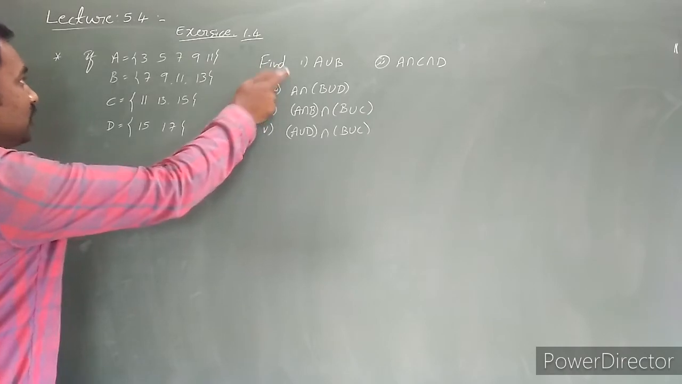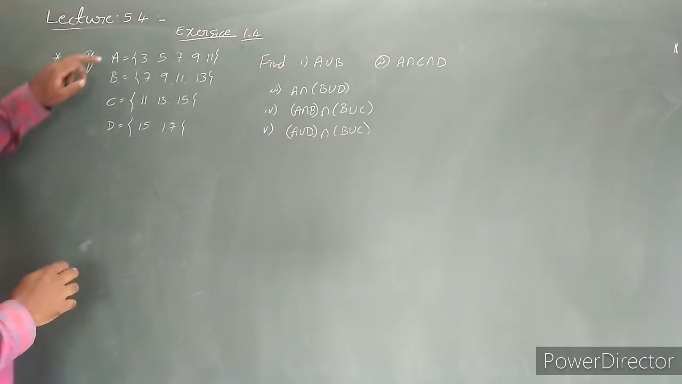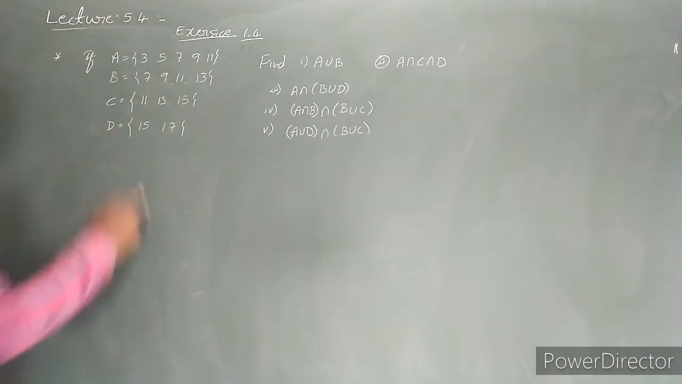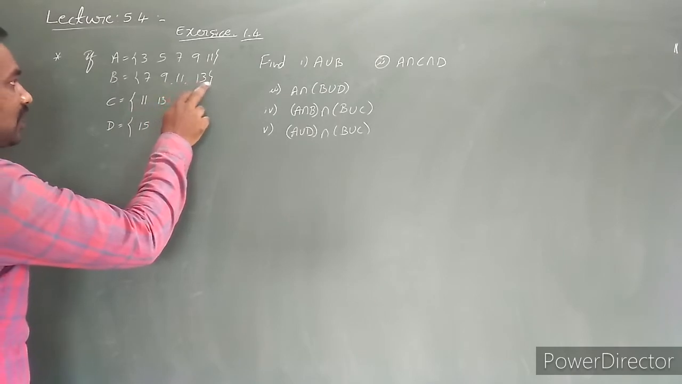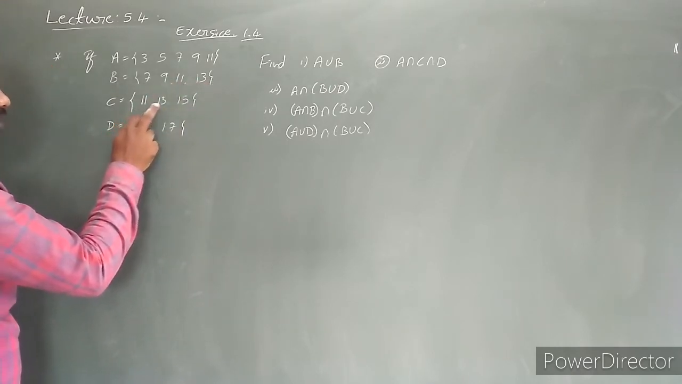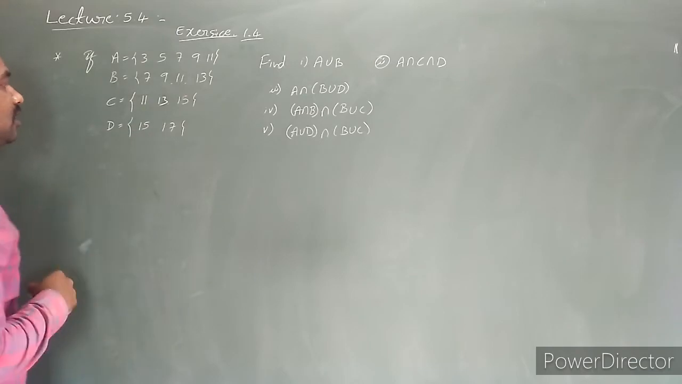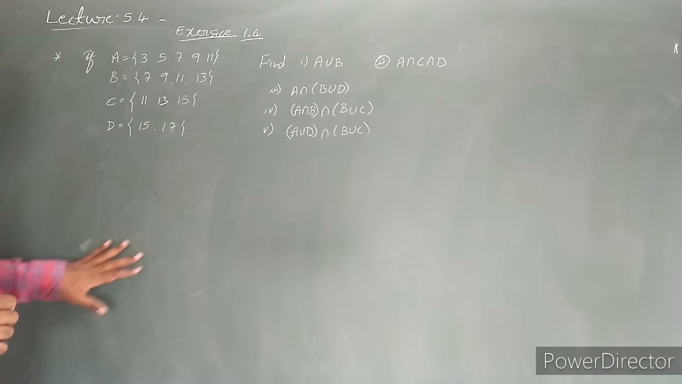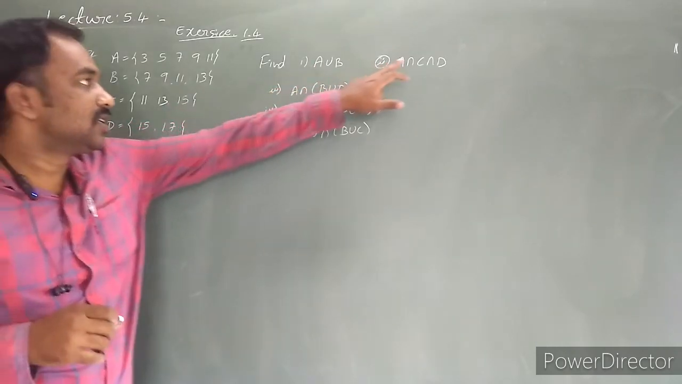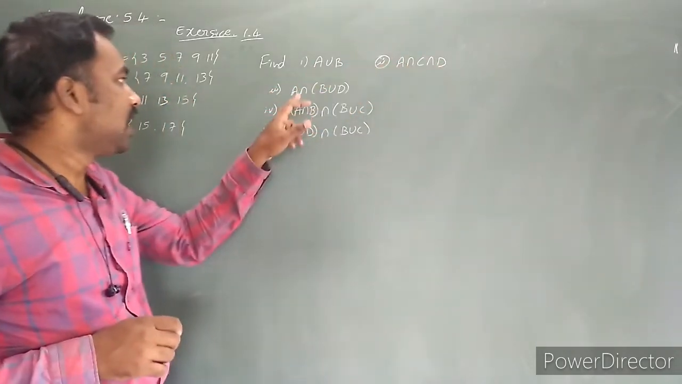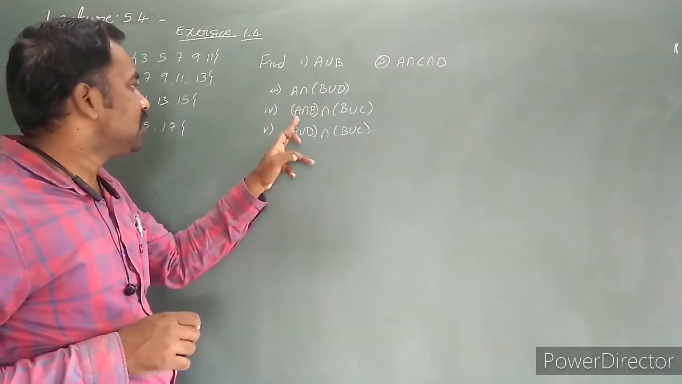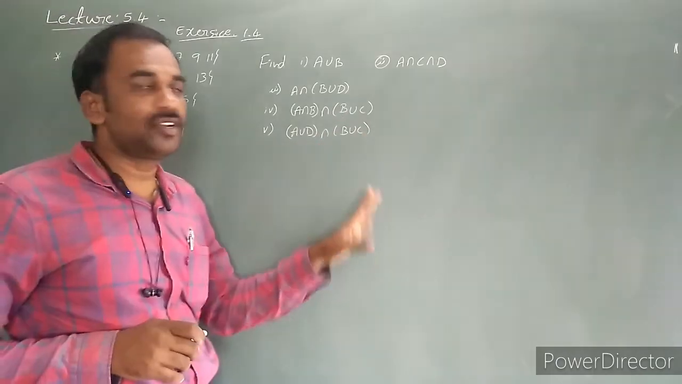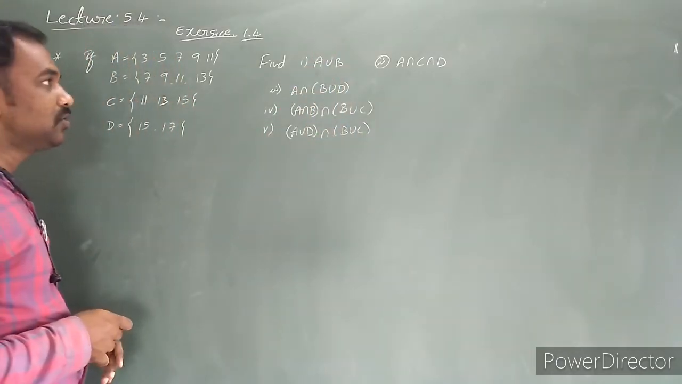Now, here 4 sets are given. Set A: 3, 5, 7, 9 and 11, roster form of the set is given. B set is 7, 9, 11 and 13. C set is 11, 13 and 15. And D set is 15 and 17, 2 elements. Now we are required to find A union B, A intersection C intersection D, A intersection B union D, A intersection B intersection B union C, and A union B intersection B union C. These 5 cases' values we need to find.